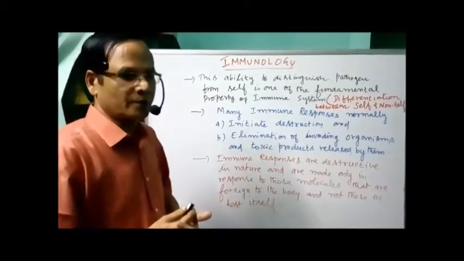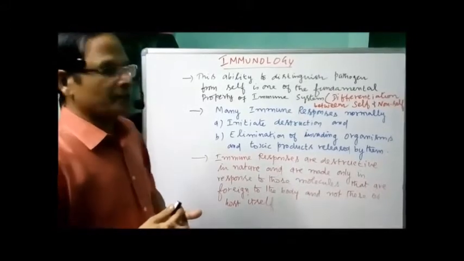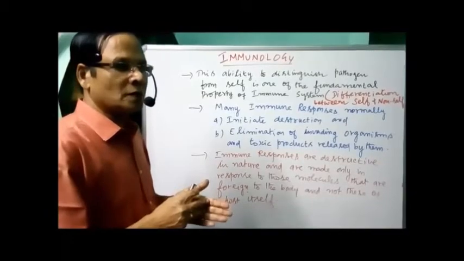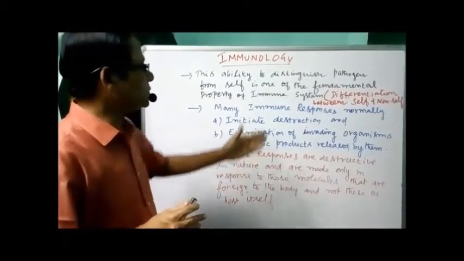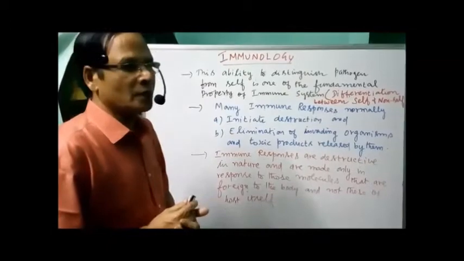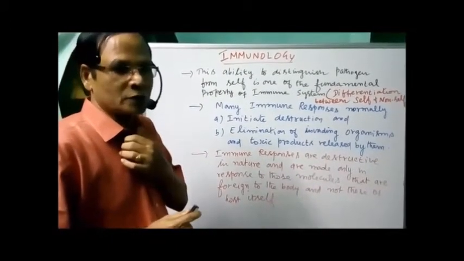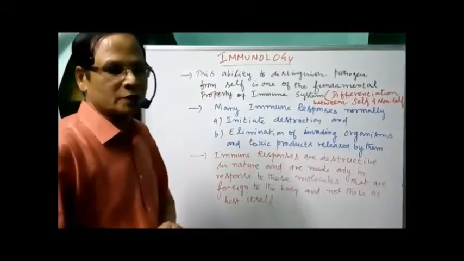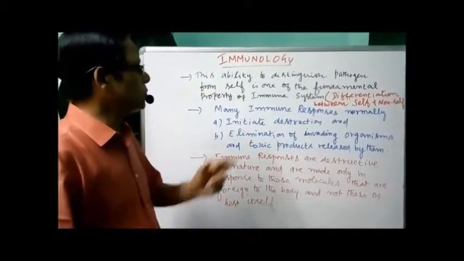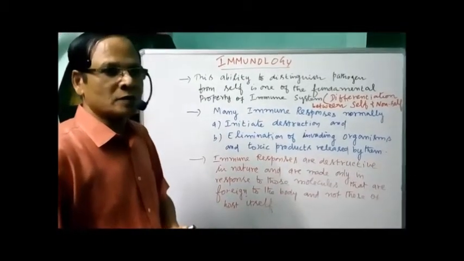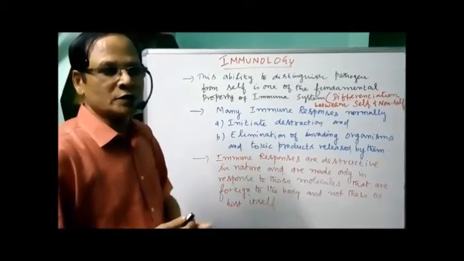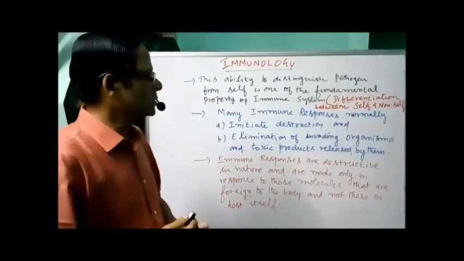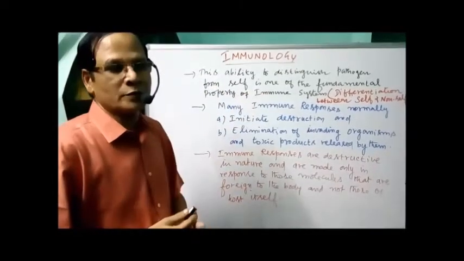This is normally happening. Now, what is happening? This ability to differentiate the self molecules and what we call the foreign molecules is called differentiation between self and non-self. So it is one of the important properties of the immune system. The immune system normally has four important properties. One, memory. Two, differentiation between self and non-self. Three, specificity, and four, diversity. These are the four important properties of the immune system.